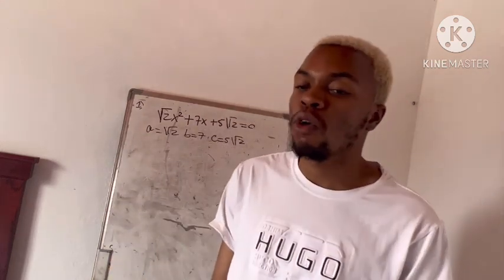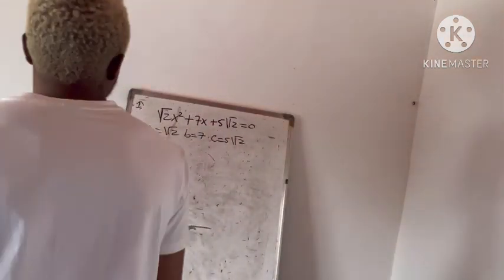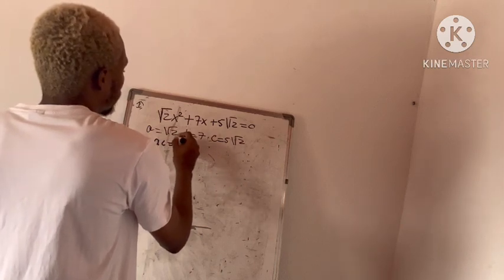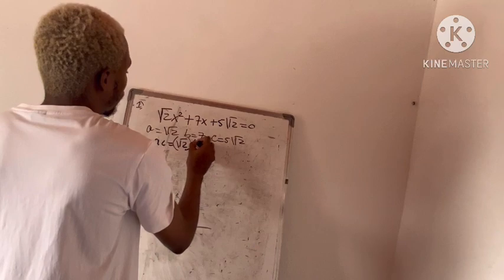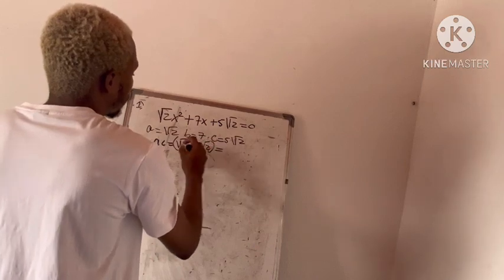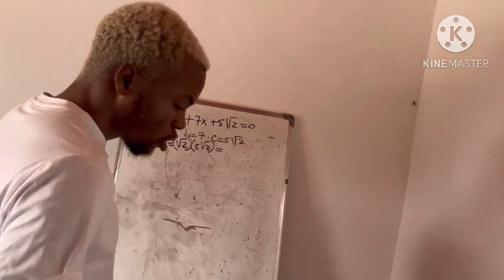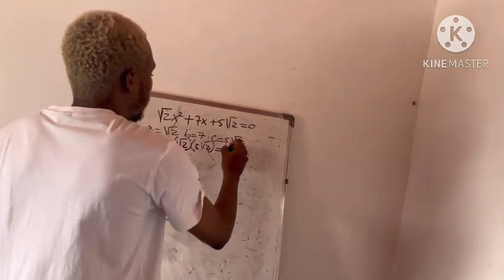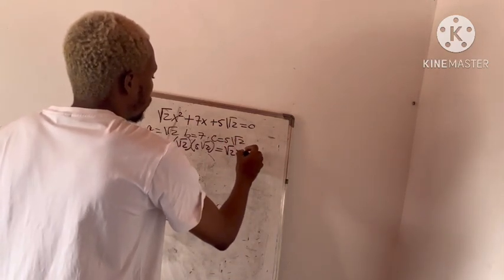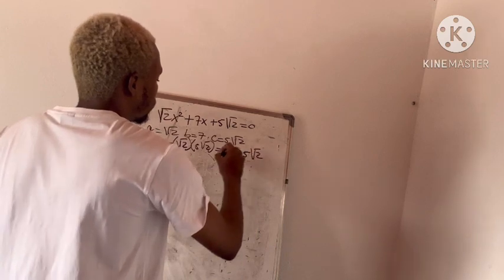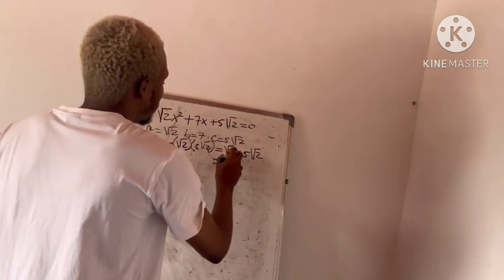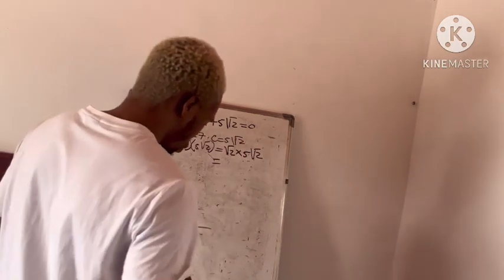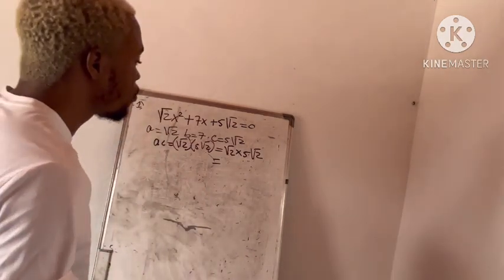We need to identify what's our AC. Talking about AC, which is root 2 times 5 root 2. 2 times 2 is 4, and square root of 4 is 2. Let me write this down for you to have full understanding. Because a is root 2 and c is 5 root 2. So root 2 times 5 root 2.